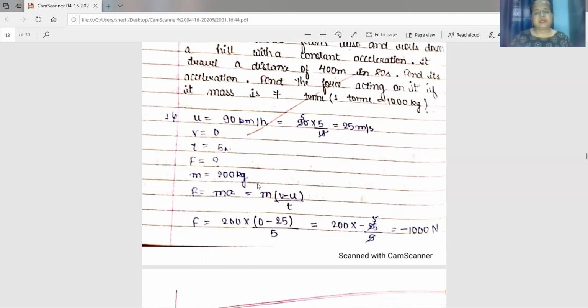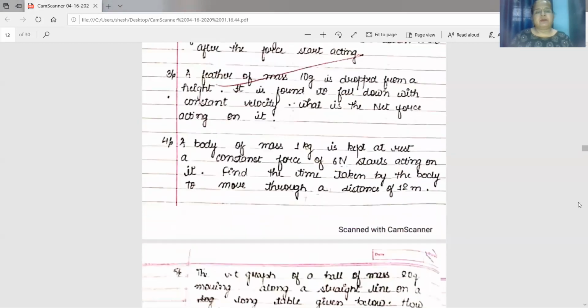Mass is 200 kg. So substitute the values in the formula F equals ma, but a equals (v minus u) by t. Here F you are asked to find out. Substitute the values: m equals 200 into (0 minus 25) by 5. So you are getting 200 into minus 25 by 5. 5 fives are 25, so minus 5 into 200, you are getting minus 1000 Newton. Now come to the next one.